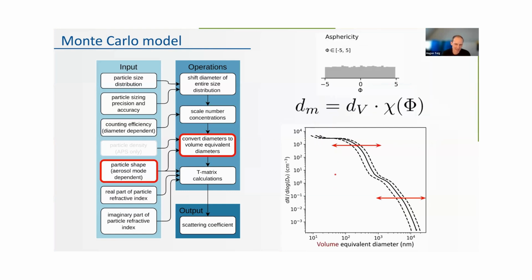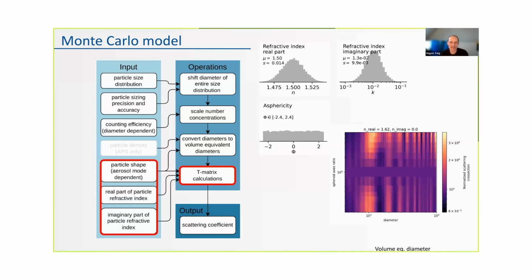Then in the next step, I take that already changed size distribution and convert it from our mobility equivalent diameter to the volume equivalent diameter, using a particular shape that I plug into this formula, which is effectively, again, just a shift along the diameter axis. And the resulting size distribution I then plug into the T matrix calculation, which in addition now takes values from our imaginary and real part of the refractive index, and from the asphericity again.